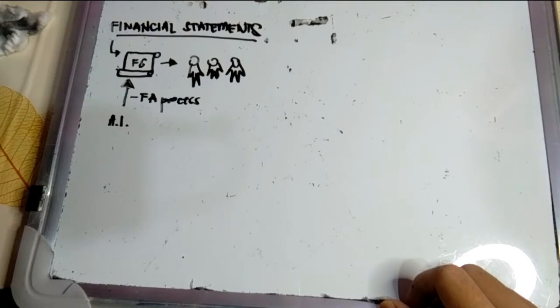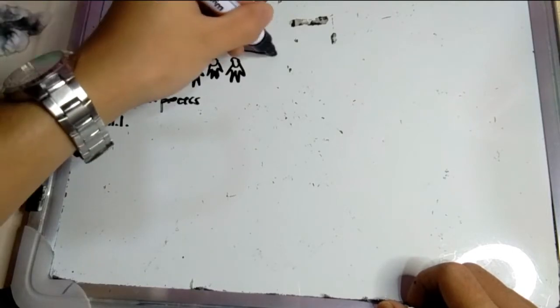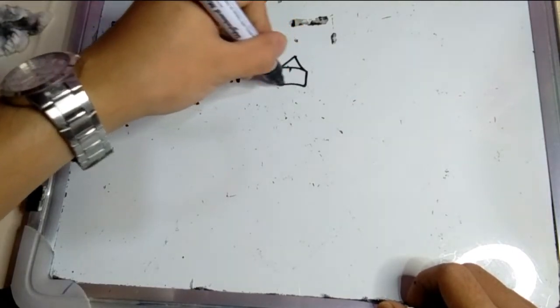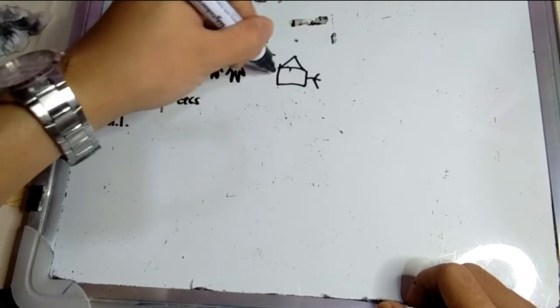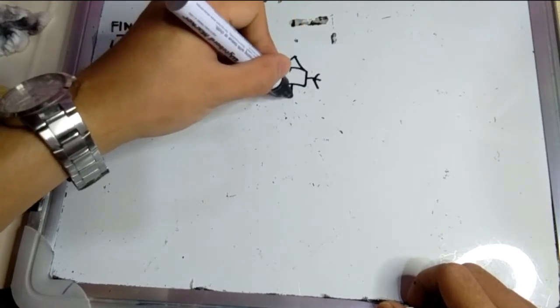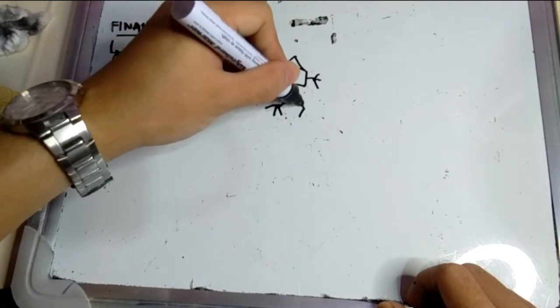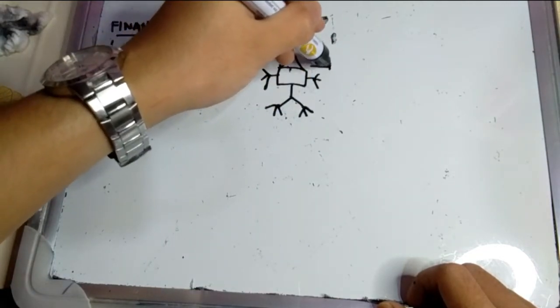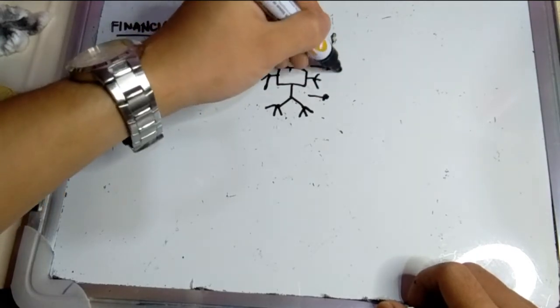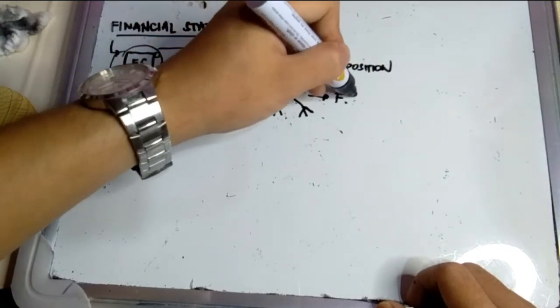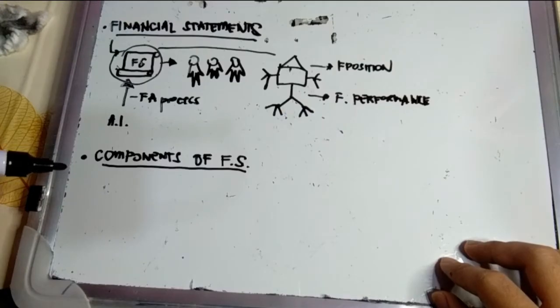Financial statements, mga bossing, are structured financial representation of financial position and financial performance ng entity. Ito yung nagre-represent ng company. Kung ano yung health ng company, kung mayaman na ba si company. So dito nakikita yung financial position as well as the financial performance. Alam mo na yung definition ng financial statements. Ngayon, pumunta naman tayo sa components ng financial statements.